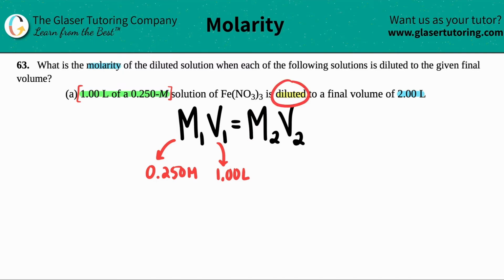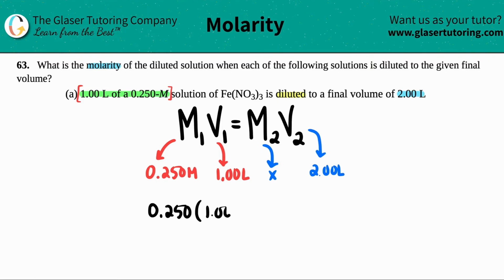Well, they said that it was diluted to a final volume of 2 liters, so I know that this side is 2 liters. Now I just got to find out what the molarity is, but that was what the question was. What is the molarity? We don't know. We have to solve it. So I'm going to label that as X. Now we're just going to plug in 0.250 times 1 equals X times 2.